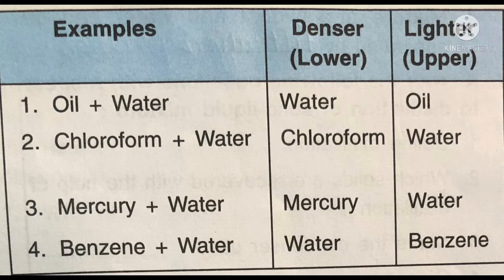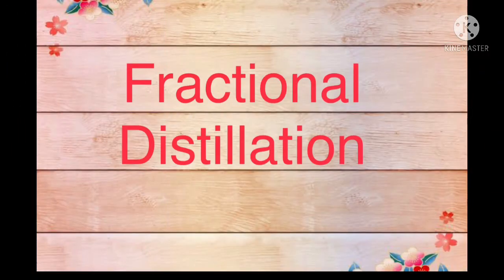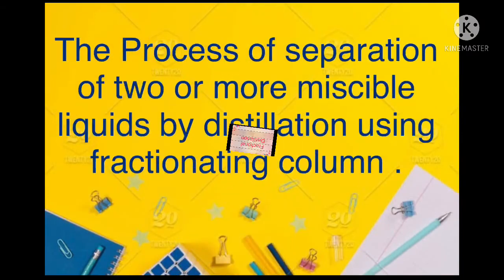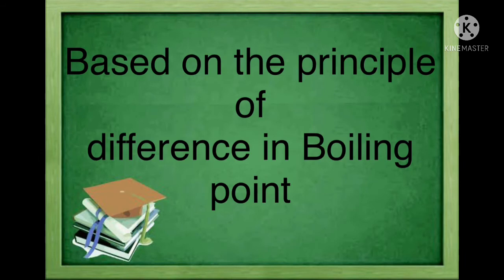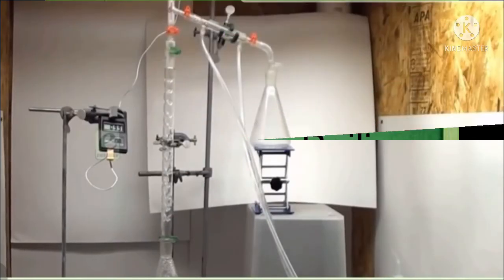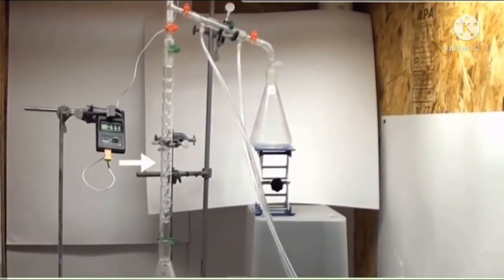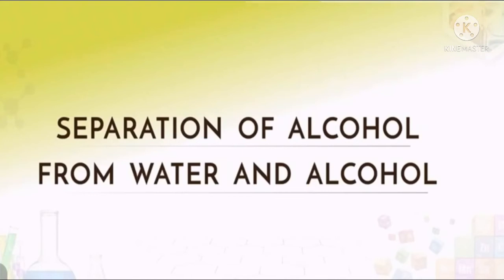Now look at the next method of separation of liquid-liquid mixtures, that is fractional distillation. It is the process of separating two or more miscible liquids, which means they form a homogeneous mixture and are completely mixed well, by distillation using a fractionating column. This method is based on the principle of difference in the boiling points of the liquids. Look at its example, that is separation of alcohol from a mixture of alcohol and water.